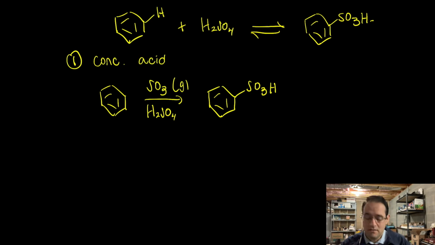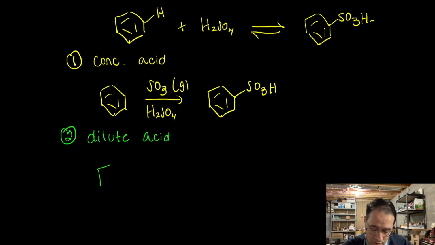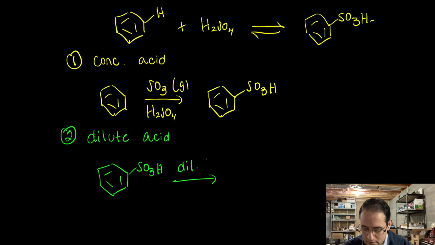Now, if you do this in dilute acid, this reaction is going to be shifted to the left. It's like Le Chatelier's principle, shifting to the left. So if you do this in dilute sulfuric acid, you can do the reverse reaction. Your sulfonic acid group can actually be removed from your aromatic ring and you can form just benzene.